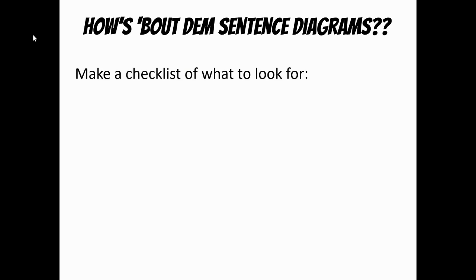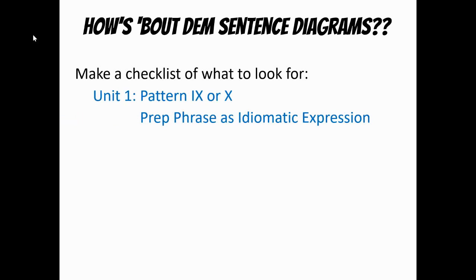Let's just simply talk about what I would look for. Maybe make yourself a little checklist of things to say, hey, do I know how to do these? So from Unit 1, I really want to focus a lot on pattern 9 and 10. I think those are really interesting patterns that a lot of kids have never seen before, as well as what happens when a prep phrase goes up on a tree, when it's serving as an idiomatic expression, like the band sounded out of tune or the team was out of shape.